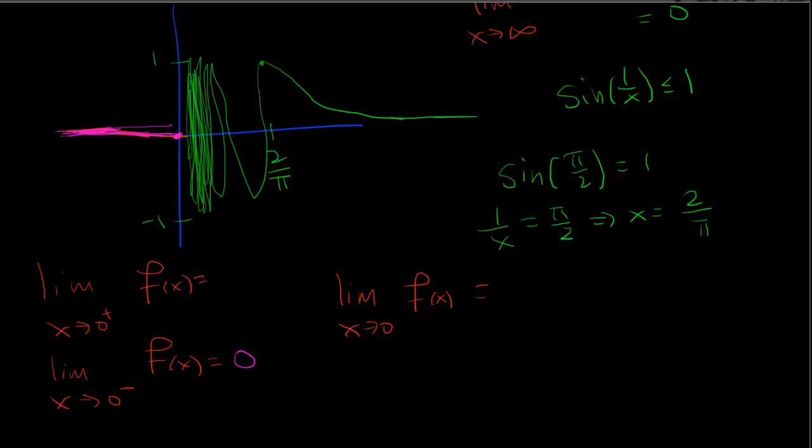From the right is not easy to see. Well, it just oscillates between -1 and 1 forever. It doesn't go to a single point. So in this case, the limit from the right doesn't exist. It doesn't go to a unique point. So from the left, it's going to 0. From the right, it doesn't exist. Those two limits are not the same, so we say that the limit as x approaches 0 also doesn't exist.